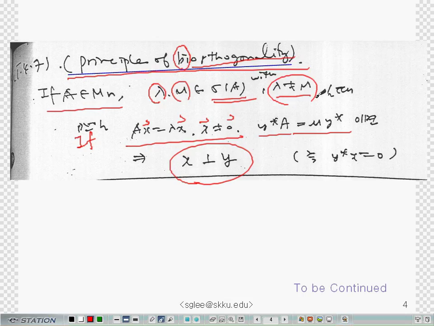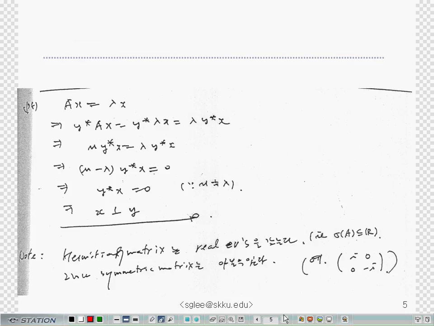If lambda is not mu, if two eigenvalues are distinct, then the right eigenvector of one and the left eigenvector of the other eigenvalue are always orthogonal. That's what this theorem says. So the inner product of those two vectors is 0.